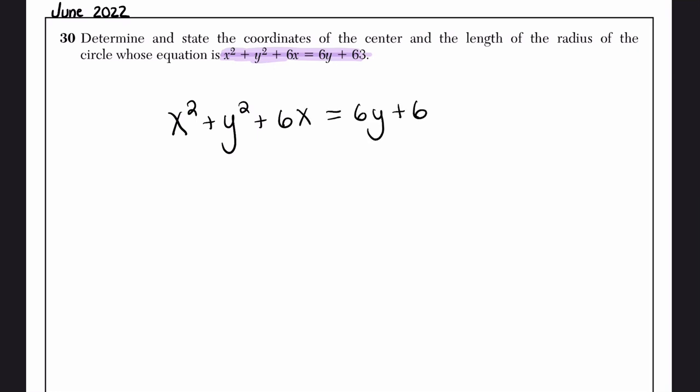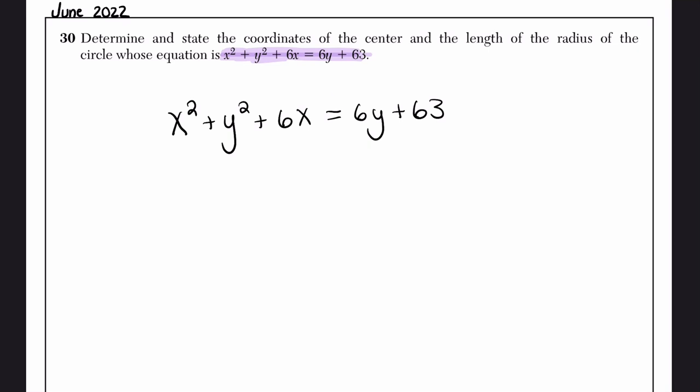So June 2022, determine and state the coordinates of the center and the length of the radius of the circle whose equation is x squared plus y squared plus 6x equals 6y plus 63. Now I like this one a lot, mainly just because it's a little different. It's a little bit different because we just have things on both sides, which gives us a little bit of an extra step.